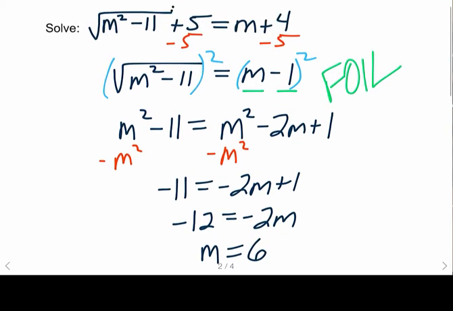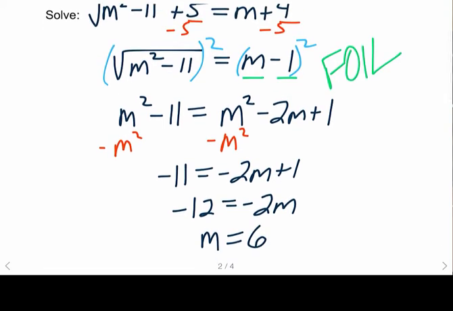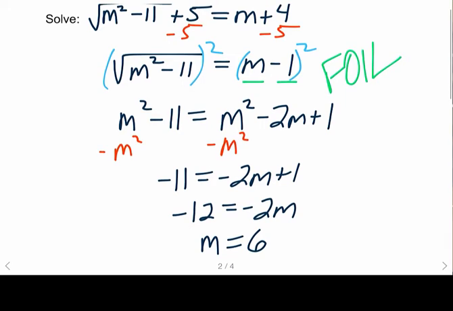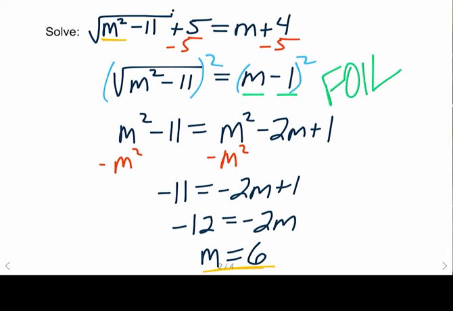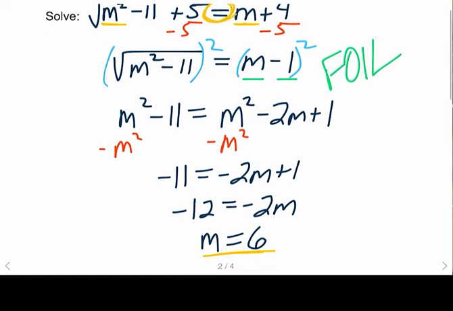I encourage you to check your solution, or our solution, in the original equation by, as we did before, substituting 6 in place of m everywhere it appears, and making sure that you actually get a true statement where the left-hand side does equal the right-hand side.